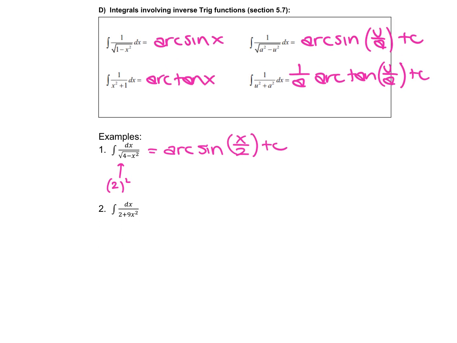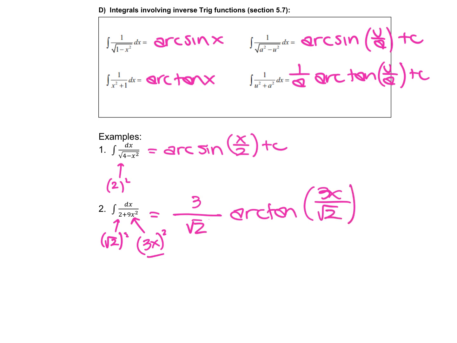The tangent one, the a is always going to be your number. So this is root 2 squared. And this x is your u. So that is 3x squared. So when we integrate that, we use our formula of 1 over the a. You also have to include the derivative of your u. So that brings us a 3 out front over top of that. And then we would have arc tangent of, not x, but 3x over root 2 plus c.